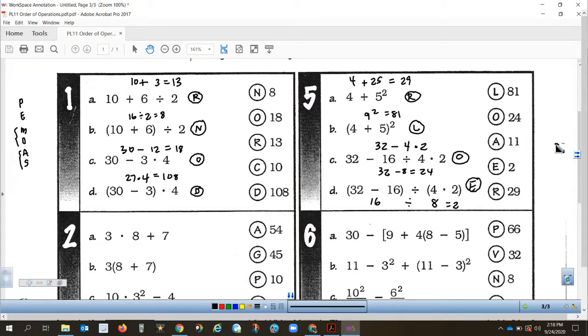Okay, so as you go through these problems, look for the parentheses first, okay? Do what's inside parentheses. Then look for those exponents. Do those exponents next. Then do any multiplication and division from left to right. And finally, any addition and subtraction from left to right. If you follow those steps in that order, you will correctly be using order of operations, and you will do very well on this assignment.